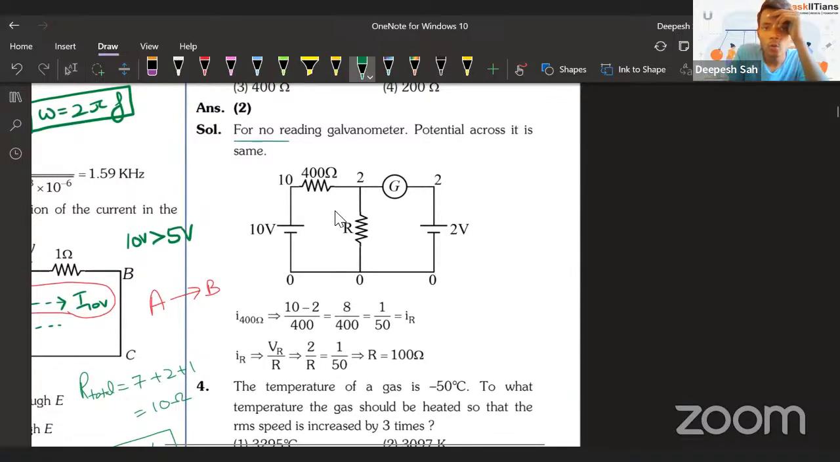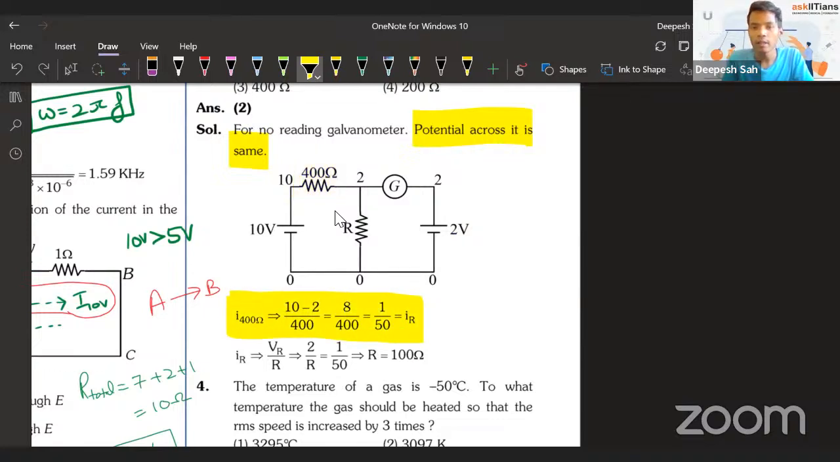Now, to have that, for no reading in the galvanometer, the potential across it will be the same. This is the most important line. If you don't know it, I will just highlight this. Potential will remain the same. If I calculate the current through the 400 ohms, it will be 10 volts minus 2 volts divided by 400. This will be the current across the 400. And if I want to calculate the current across R, it will be VR by R. So listen to me very carefully to what I'm trying to say over here.